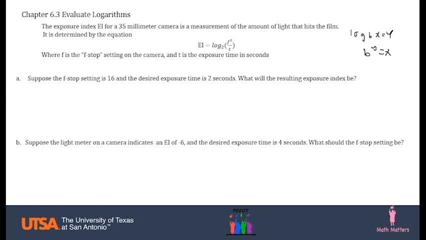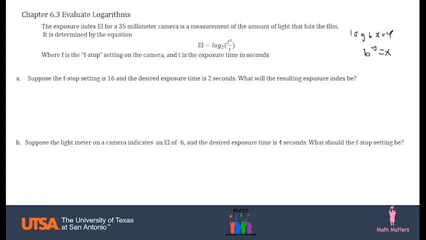In today's video, we are going to evaluate logarithms. The question states, the exposure index EI for a 35mm camera is a measurement of the amount of light that hits the film. It is determined by the equation EI equals log base 2 of f squared over t, where f is the f-stop setting on the camera and t is the exposure time in seconds.